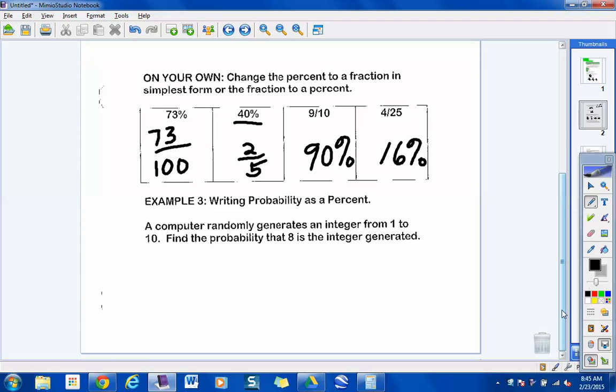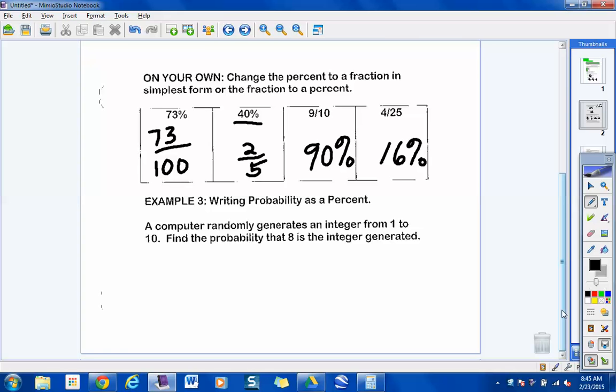So in this example right here, it says a computer randomly generates an integer from 1 to 10. Integers, whole numbers starting at 1, ending at 10. So how many numbers do I have? 10 of them. 1, 2, 3, 4, 5, 6, 7, 8, 9, 10. It says find the probability that 8 is generated. It's just like reaching into something where you have 10 things numbered 1 through 10. What's the chances you pull the number 8 out of, let's just pretend there's 10 chips numbered 1 to 10 in there? There's a 1 in 10 chance, right?